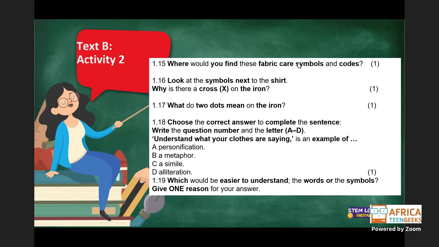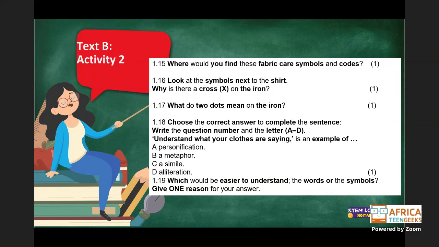I don't know why my chat has disappeared here. So let's see. Okay, there, on clothing labels, exactly. So you would find them on the labels, right? Thank you, Bongi. Yes, clothing labels. That's where you would find them.